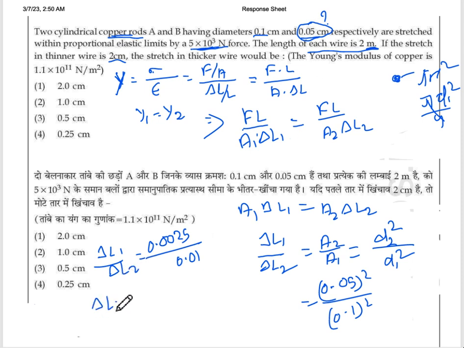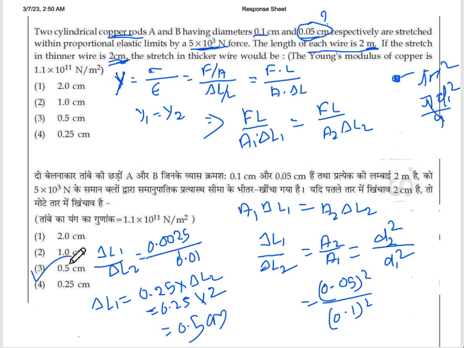The thinner one is this one because its diameter is thin, which is our L2. So now delta L1 will become 0.25 into delta L2, which the question gives as 2 centimeter. So it is 0.25 into 2, which is 0.5. So the answer is 0.5 centimeter, which is option 3.